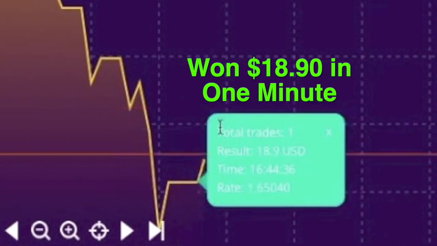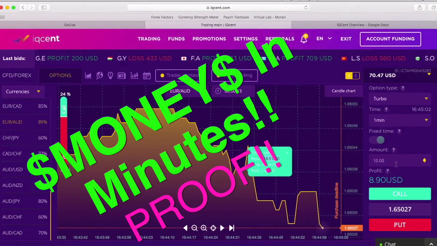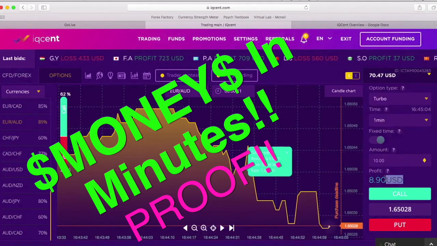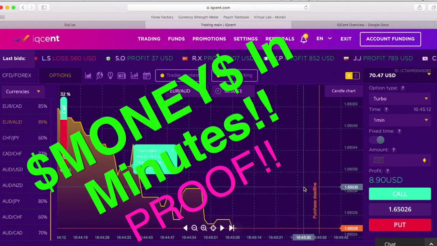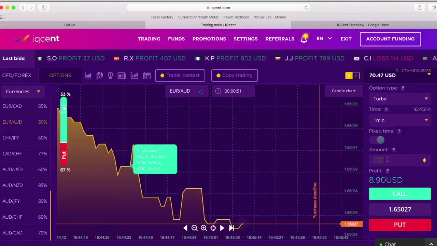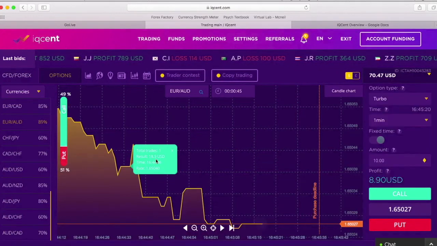So as you can see, last minute, we did win this trade. So in 1 minute, I got $18.90. Why did I get 18 and not 8.90? Because every time you place a trade, it actually takes the amount you risk right away. When I placed that trade, it took the $10 right away. And then when I won the trade, it gave me the $10 back plus my profit. So that's why it says $18.90.